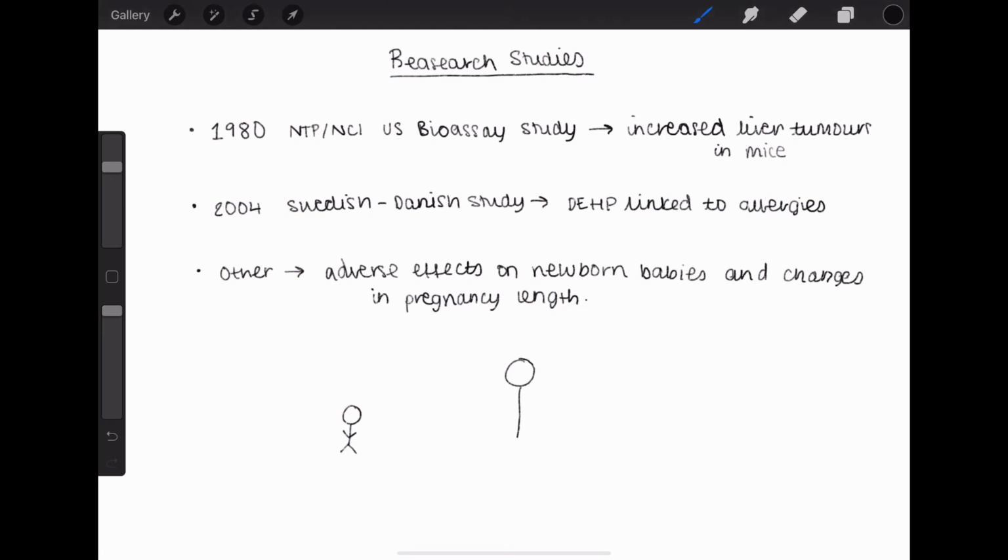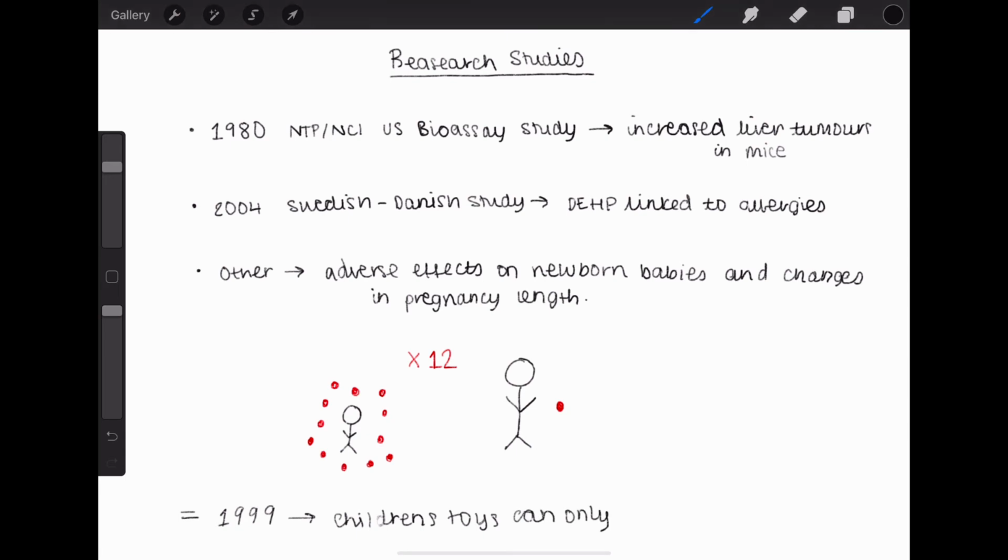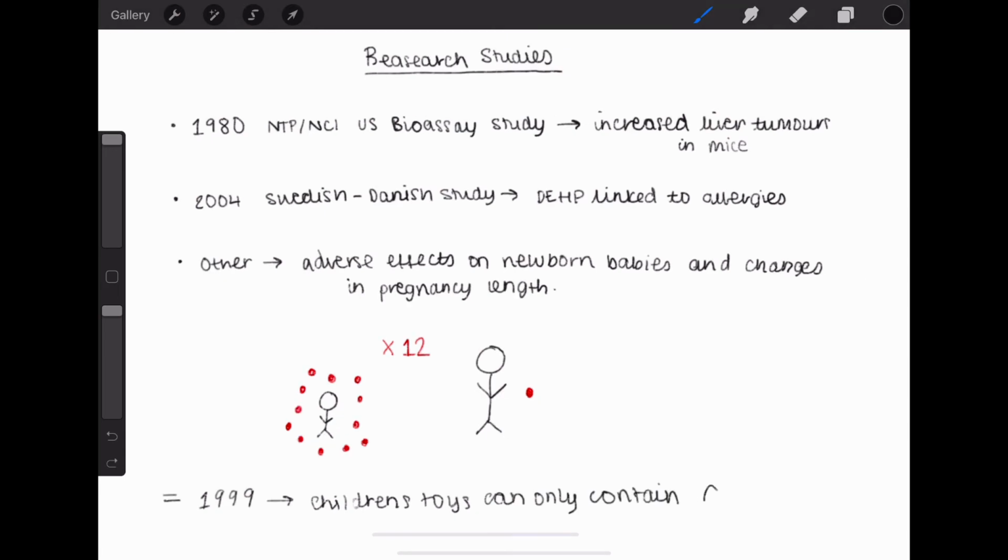Further studies showed that the levels of phthalates were 12 times greater in children than in adults, due to the mass production of plasticizer-containing toys, leading to all the numerous side effects listed earlier. As a result, in 1999, the EU Commission overseeing the manufacture of plasticizers limited the number of orthophthalates, such as DEHP, that children's toys could contain to just 0.1%.